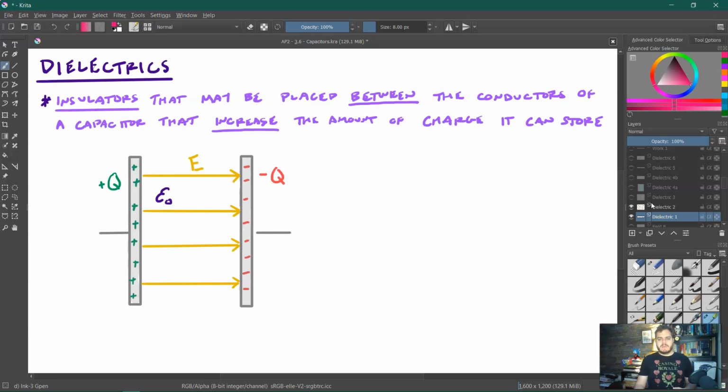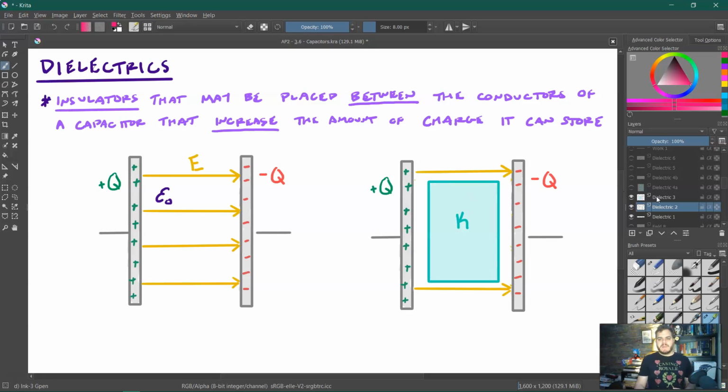Let's say we've got a regular old capacitor here, so I've got one plate positively charged, one plate negatively charged. There's nothing in between, so we just have epsilon naught for the vacuum in between the two, and this is the electric field going from positive to negative. Pretty straightforward. We've seen many situations like this. There would be some edge effects here, but we're not worried about that right now.